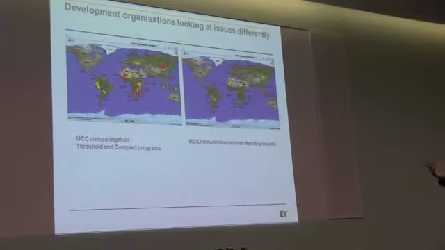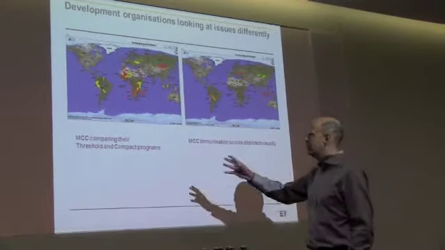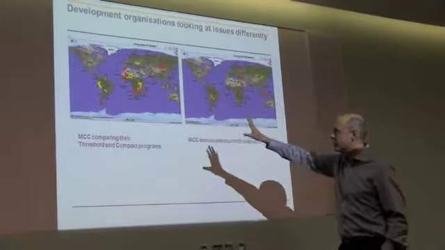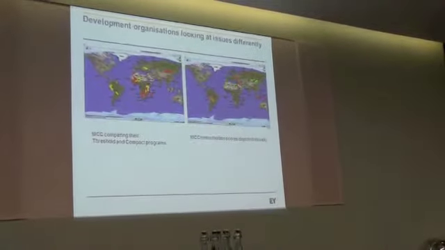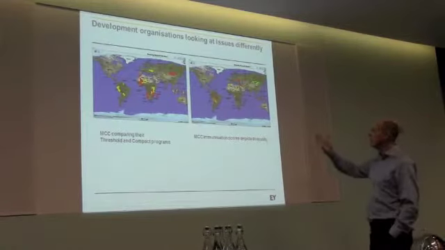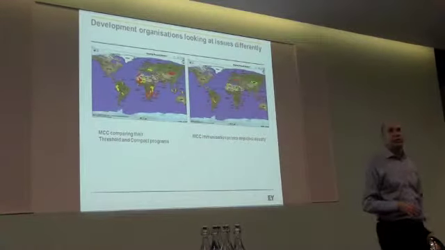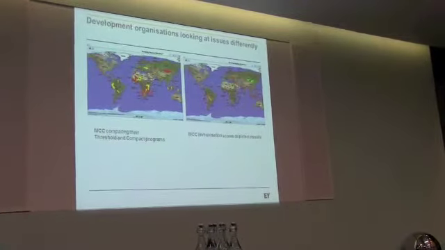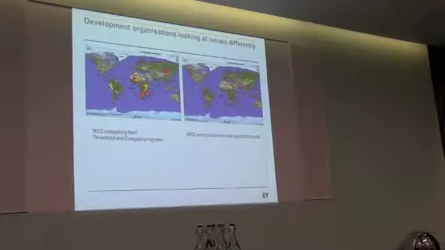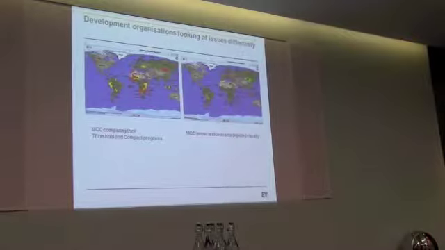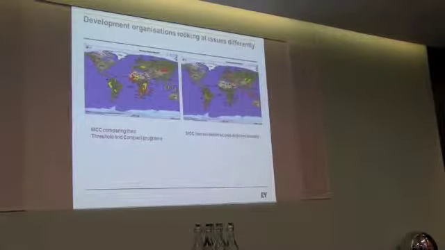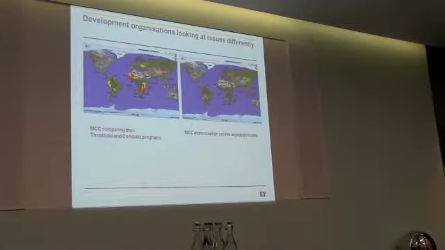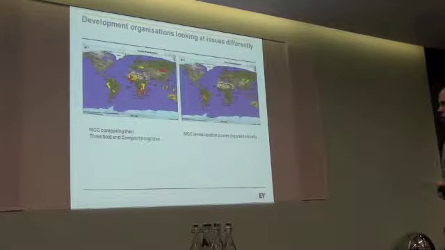And then this was some examples of MCC, looking at MCC threshold and compact programs around where they're operating, and looking through the lens of the map around some immunization scores from MCC. So again, a nice example of working with organizations to bring their data through and make it relevant in the public eye and useful to broader discussions.